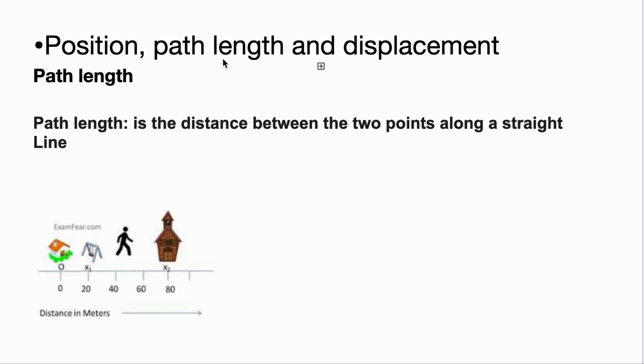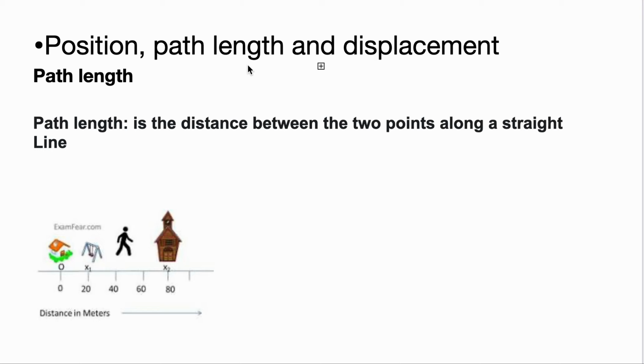Now as we have understood what position is, position is the location of an object or us, anything it might be. Now let us understand path length. Guys, what do you know about path length? Pause the video, think by yourself, and then unpause the video and check for the answer.